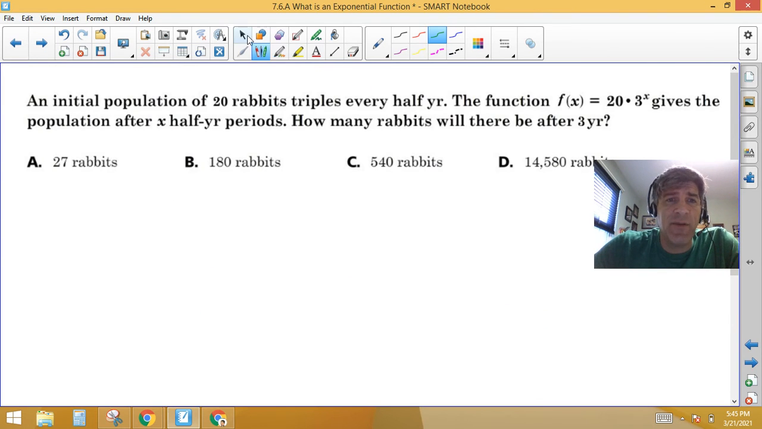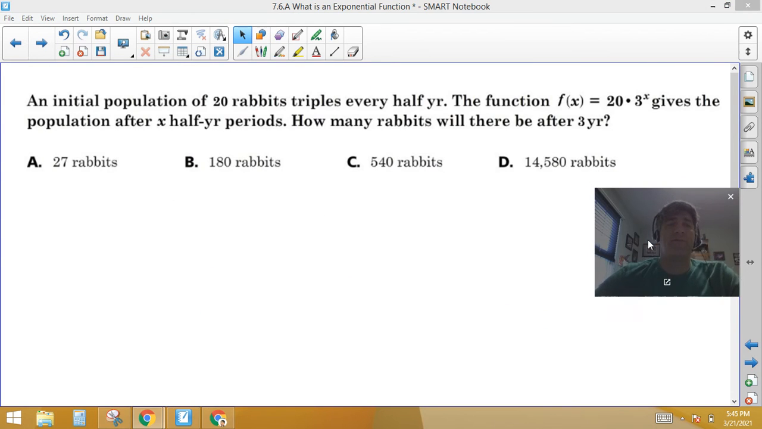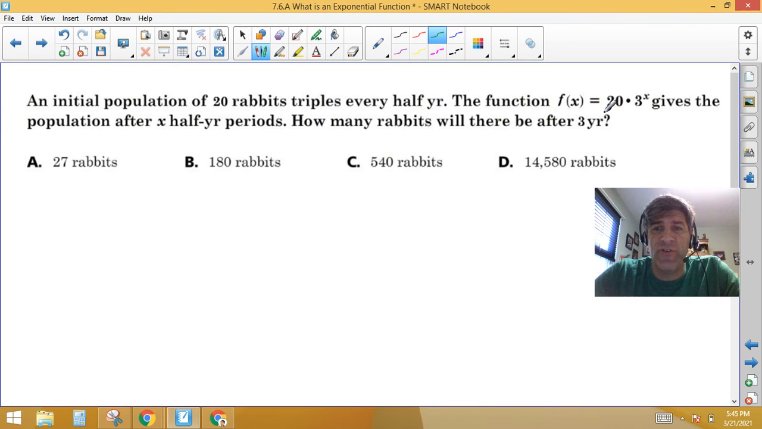Now, let's get to some evaluating. The initial population of 20 rabbits triples every half year. All right, half year. Here's the function of what it looks like. All right, my first question is, how many rabbits were there to start with? Good, hopefully you said 20. And then it says triple, so that's the 3 to the x. All right, that's in how many half year periods.